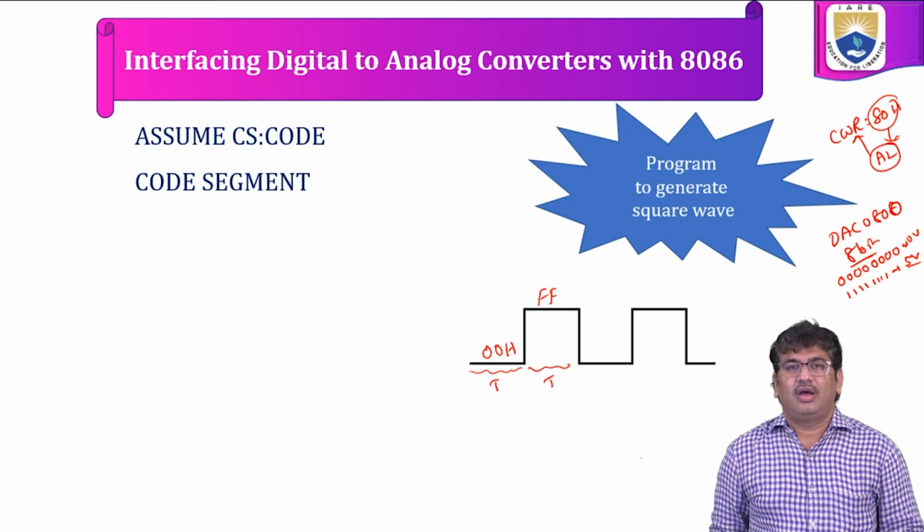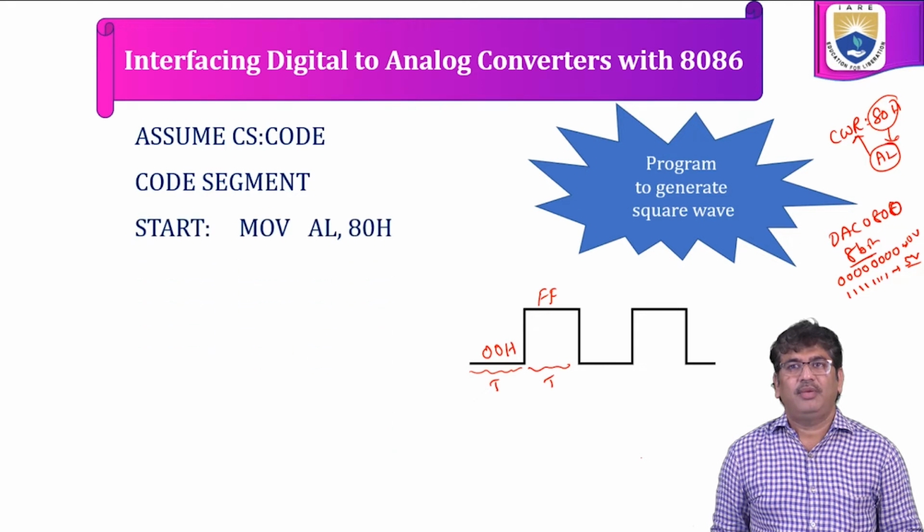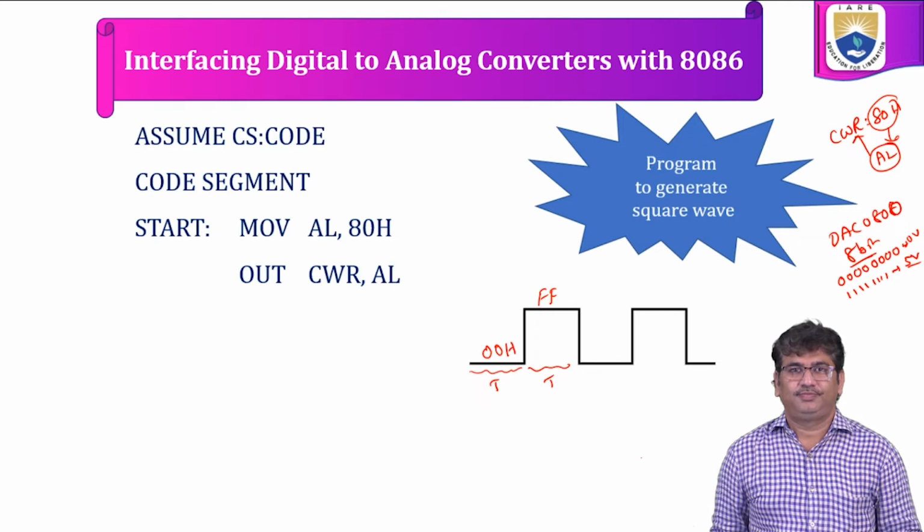For loading 80H into the AL register, we will use MOV AL, 80H. This AL content, which is 80H, we have to direct to the control word register by using the OUT instruction. The instruction we will use is OUT CWR, AL. Actually, in place of CWR we have to place the actual address of the control word register. So I am taking a generalized notation. Wherever I refer to port A, port B, port C or control word register, it is the address of that particular port or register.